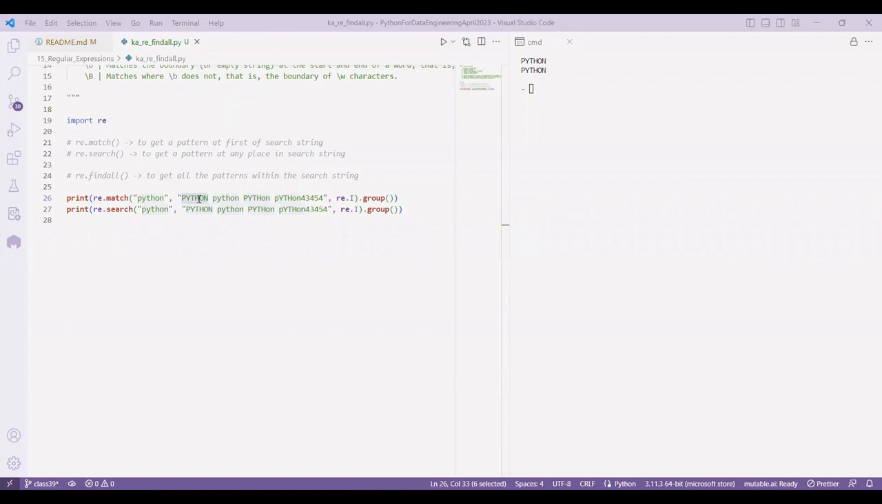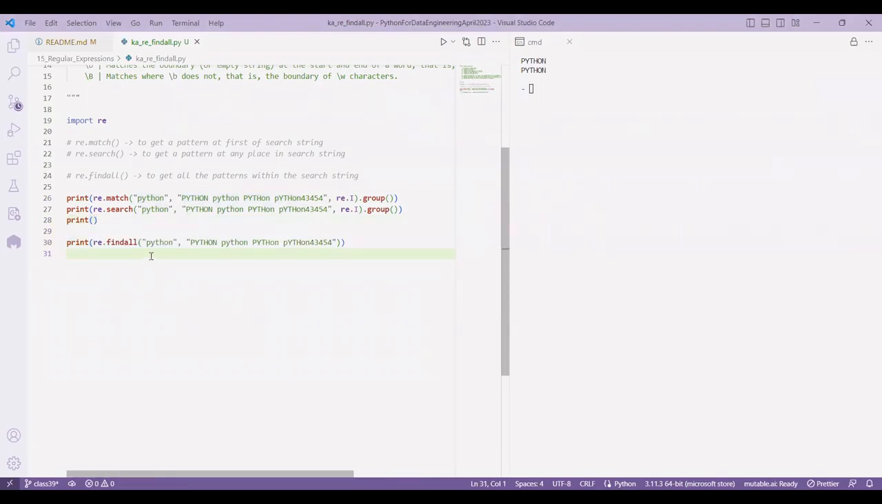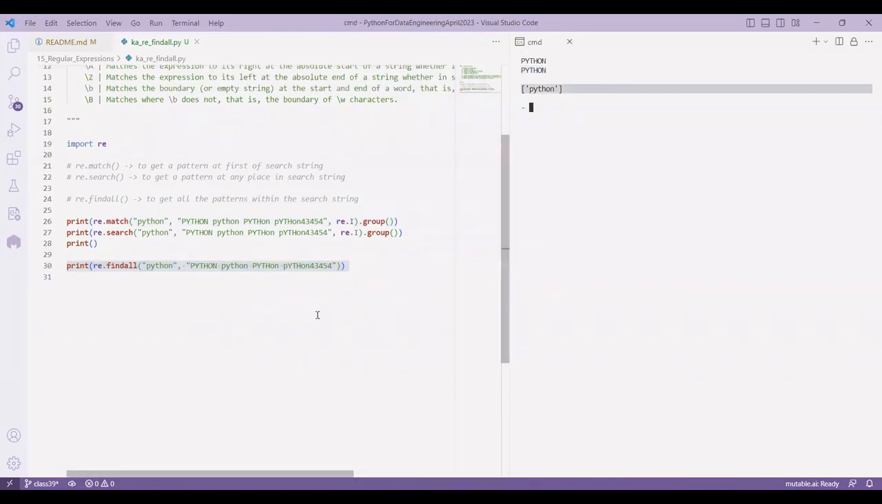Whereas if I go for findAll, things will be different. In findAll, I'm asking for the word Python. In this entire string, I need to find Python. How many occurrences are there? Only one occurrence. When you did a dot group for match or search, you got the entire string as it is. But as this gives more than one, it will give a list of strings by default.